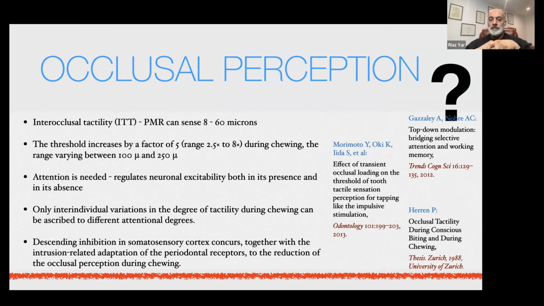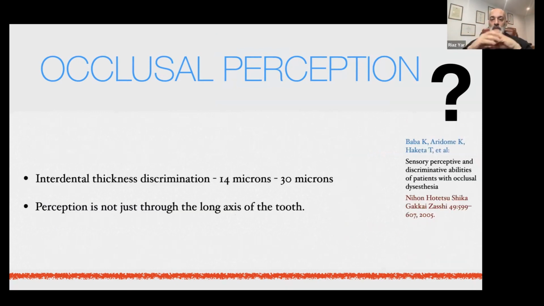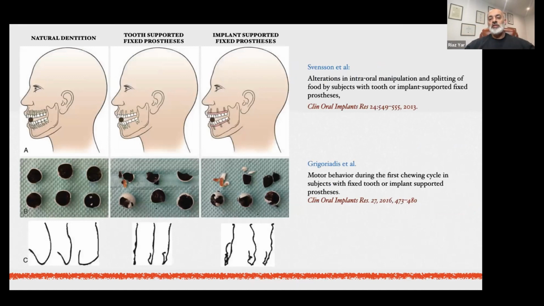But chewing isn't just apical and coronal pressure. It is interdental. It is also mesial distal. So the teeth are sensitive in all 4 planes. That tells us a lot about teeth. But that relates to function.